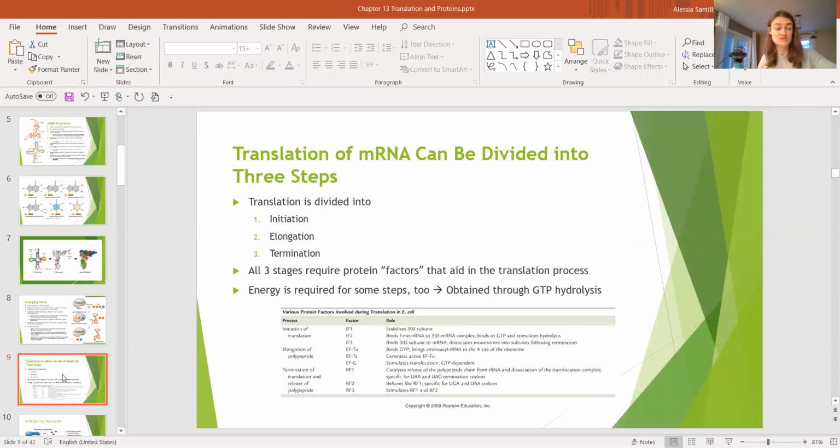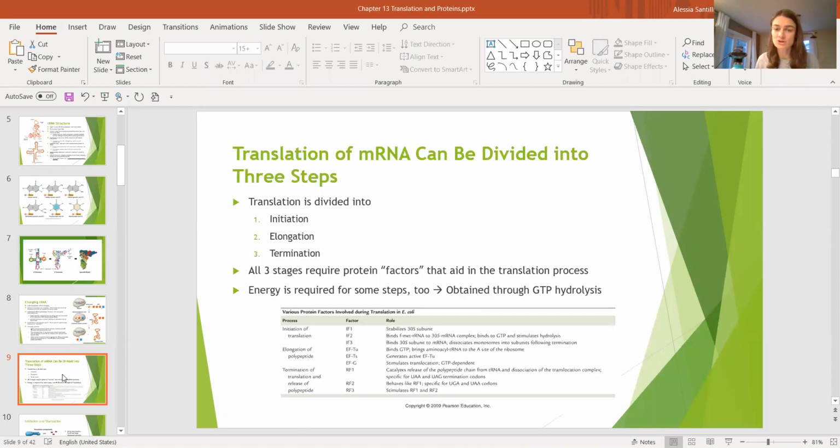All of these three steps require other factors, other proteinaceous factors or factors made out of proteins, and these are going to be called basically translation factors. You're going to have translation factors that are specifically for initiation, some that are specific for elongation, and others that are specific for termination. So we're going to have things like initiation factors, elongation factors, and so on.